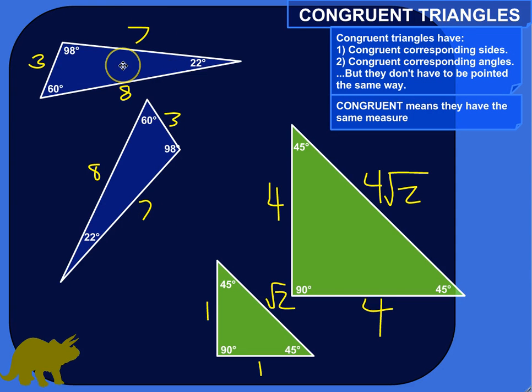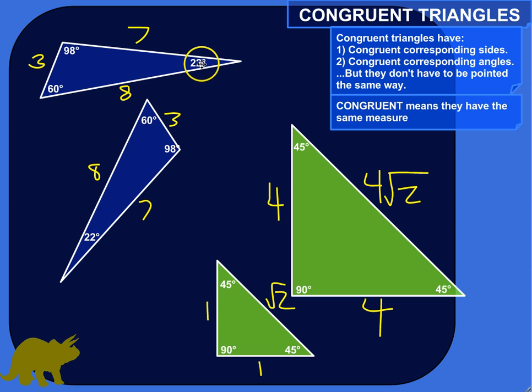So let's see if these two are congruent triangles. We've got 22 degrees, 22 degrees, 60 degrees, 60 degrees, 98 degrees, 98 degrees. All right, so we're doing well so far. We've got angle measurements that line up with each other, so they're congruent. Are the sides between them congruent? The side between the 98 degree angle and the 22 degree angle has a length of 7. Over here, between 98 and 22 degrees, the length is 7. So these corresponding sides are congruent, and these corresponding angles are congruent.